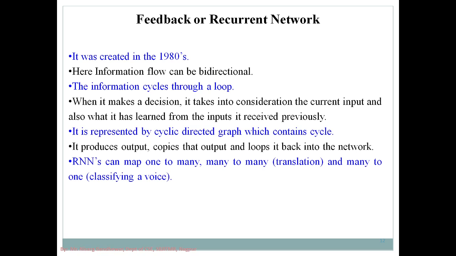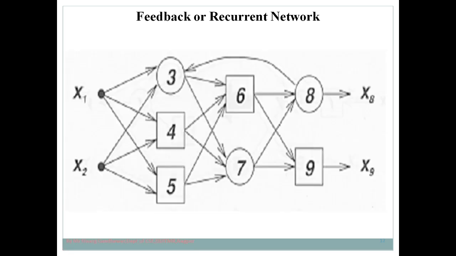In a feed forward network, what we have seen is it only remembers the current input, but it forgets about the previous. It doesn't mean it ignores what happened in the past, but this is not the case in a recurrent network. A recurrent network has memory where it can store the intermediate output that is being generated. That's why we can say that when it makes a decision, it takes into consideration the current input and also what it learned from the input it received previously. This is an important thing, and it is represented by a cyclic directed graph, as we have just seen, and it produces the output and loops back into the network. That means a feedback mechanism is available.